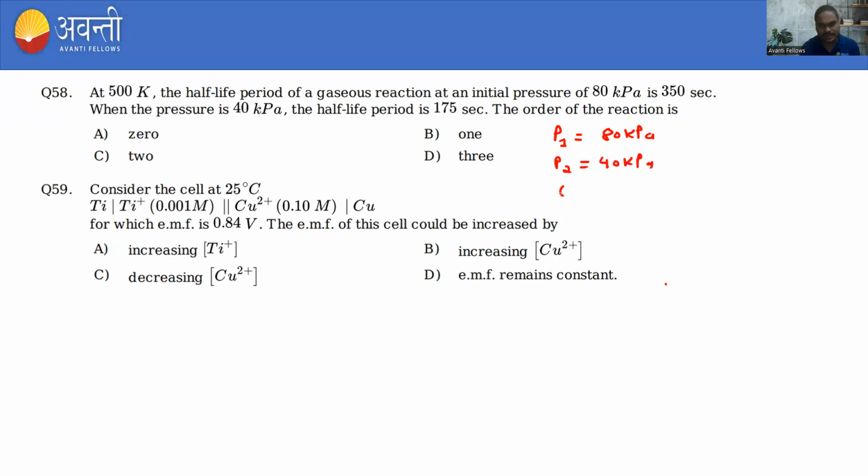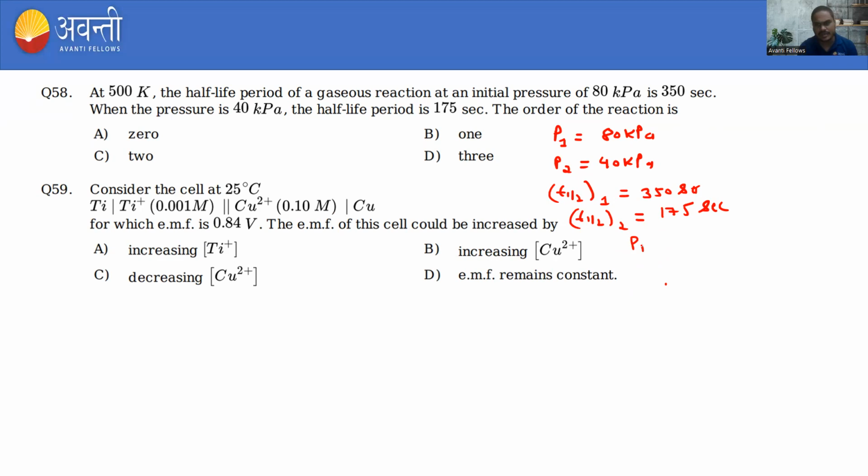We also have T half one, right? T half is given for the first condition when the pressure is 80 kilopascal. So T half is 350 seconds, right? Similarly, we have T half for the second case when the pressure becomes 40 kilopascal. So T half is equal to 175 seconds. Right, 350 seconds and 175 seconds. So now what to do?